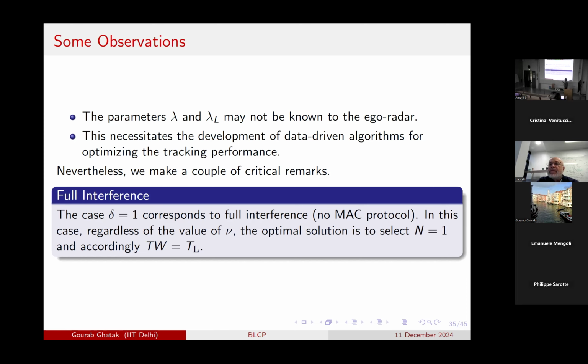The case of delta equal to 1 corresponds to full interference. Everybody accesses always. In this case, regardless of the value of the tracking requirement, the optimal solution is to select only one block, because if everybody accesses, then you should have the possibility to give the entire block for them to attempt this successful tracking event.